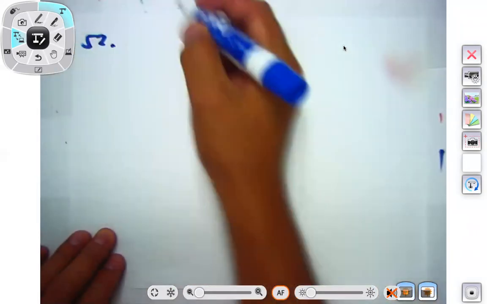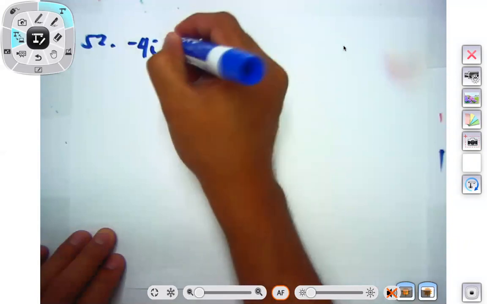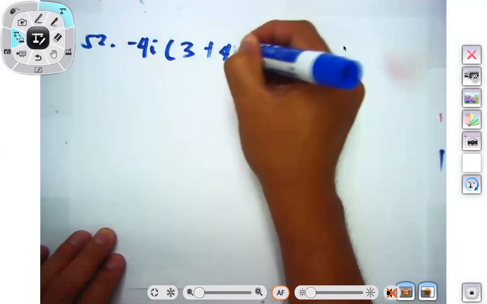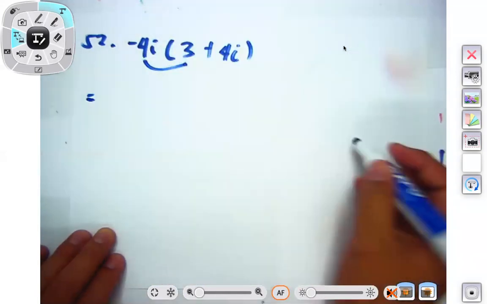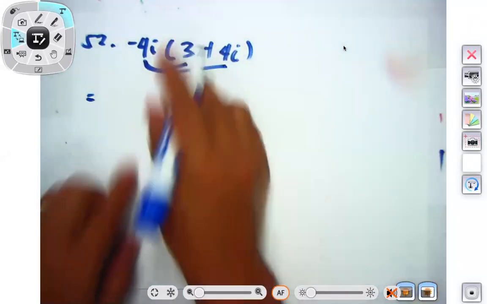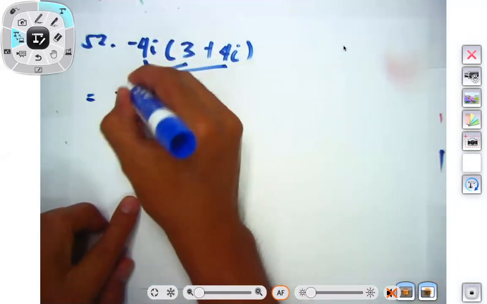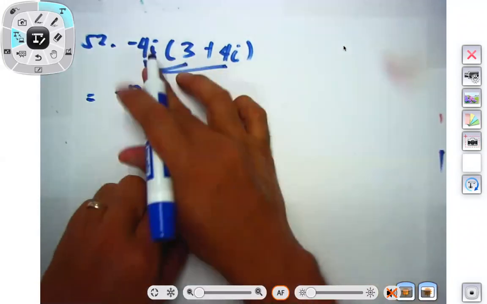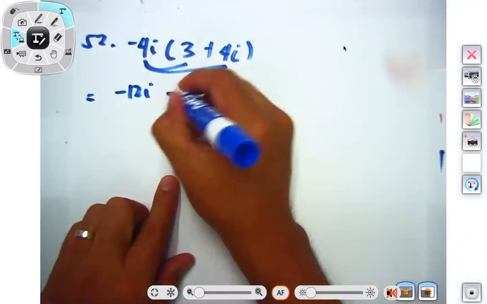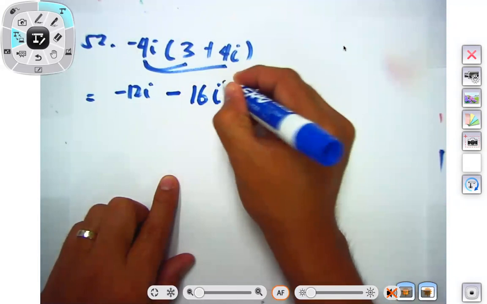Number 52. So by distributive property, we come up with negative 4i times 3, you have negative 12i. Then negative 4i times 4i, we have negative 16i squared.